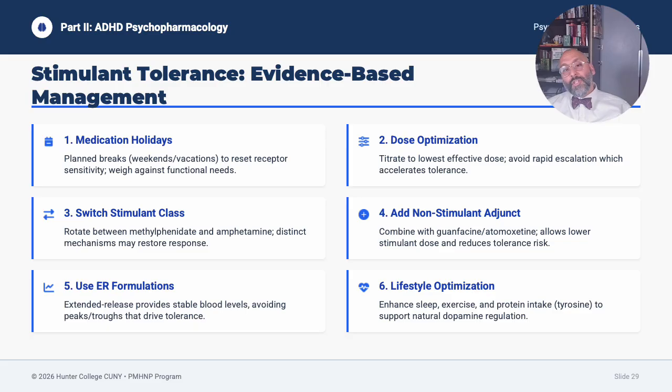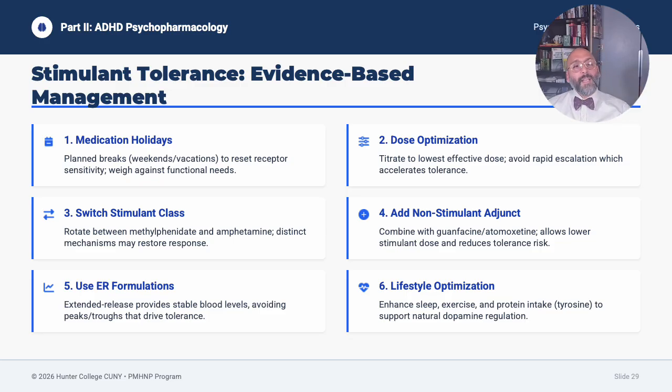The other thing you could do is switch stimulant class. This is one of the most underused strategies. Methylphenidate and amphetamines work through different mechanisms. So if one class loses effectiveness, usually the methylphenidate, then you switch to the amphetamine. Another option is some people will add a non-stimulant adjunct. Adding guanfacine or atomoxetine can reduce the required amount of stimulant. So that's a good way to use less stimulant if that's the goal. And this is especially helpful for impulsivity, emotional reactivity, and sleep disturbance. So combination therapy is often smarter than just dose escalation in this instance.